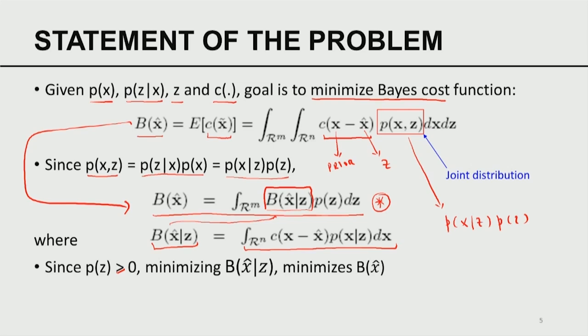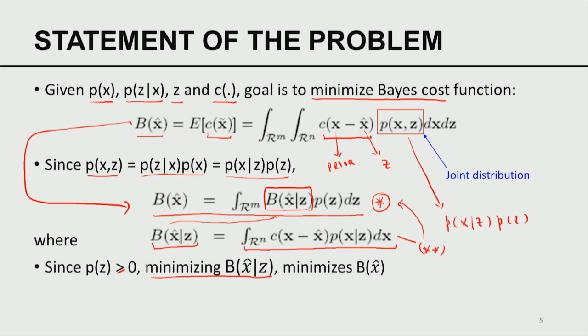So if I want to be able to minimize B x hat, it is enough to minimize B x hat given z, because if I minimize this double star, I'm taking a weighted linear combination of B x hat given z with p of z. So if double star is minimum, naturally it implies the minimum of star. Therefore, minimizing the Bayes cost function reduces to minimizing the conditional Bayes cost function, conditioning on the fact that I have been given a set of observations z.